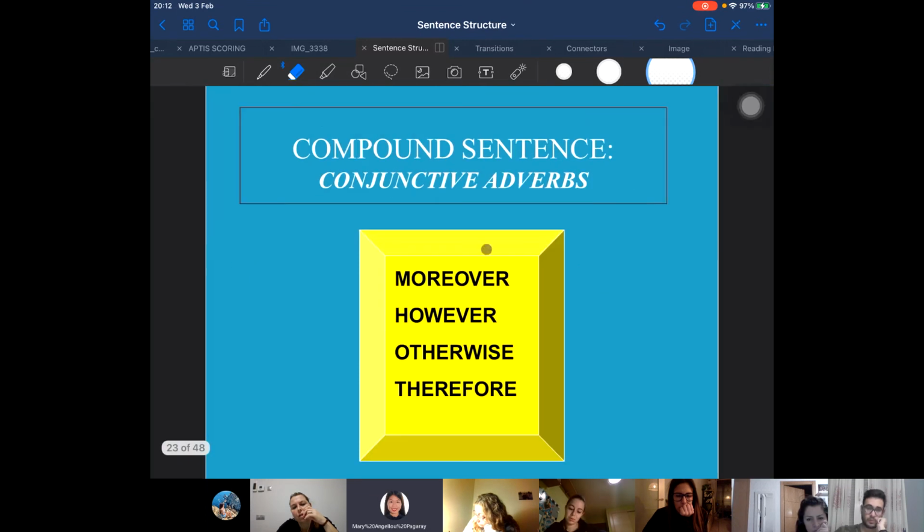Okay? And another way to connect these two phrases of compound sentences is to use the conjunctive adverbs. You can also take a picture of this one. There are still more actually, but these are the most commonly used conjunctive adverbs. Later, I'm going to give you another copy. So you have moreover, however, otherwise, therefore.